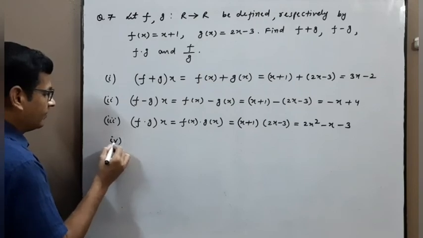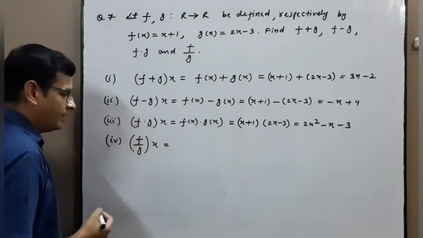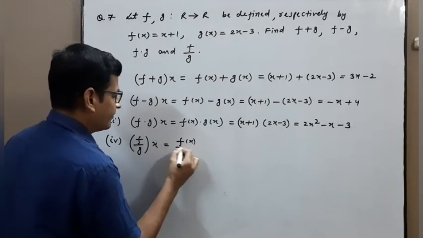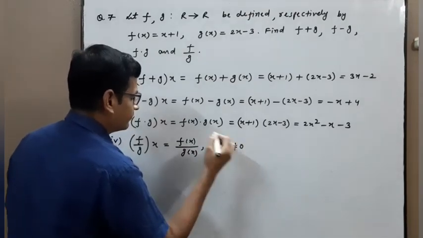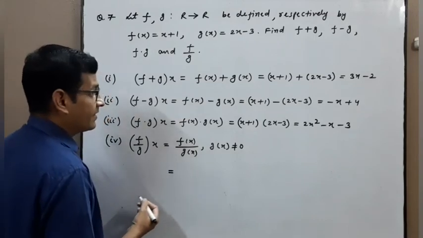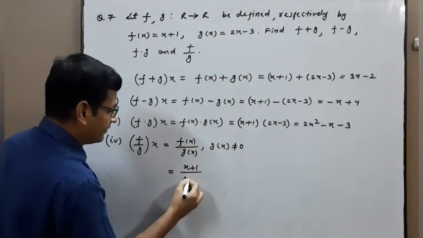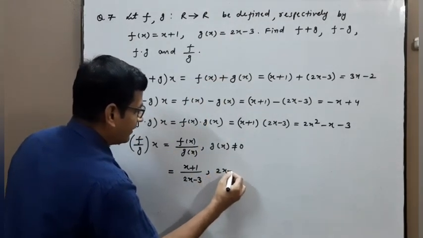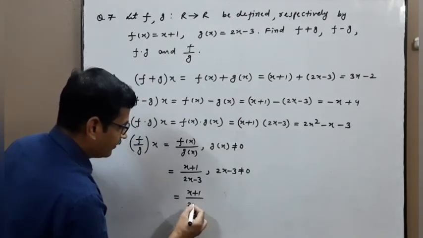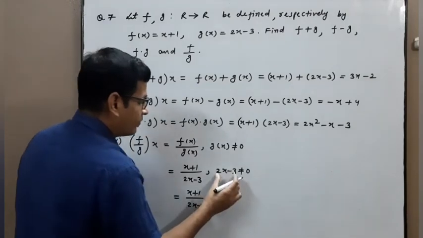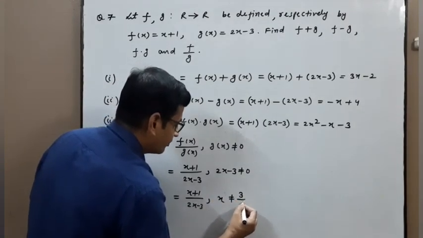And the fourth one, f upon g means (f upon g)(x) is equal to f(x) upon g(x), provided g(x) not equal to 0. Now substitute the values of f(x) and g(x). f(x) means x plus 1 and g(x) means 2x minus 3, and 2x minus 3 not equal to 0. So it equals x plus 1 upon 2x minus 3, and 2x minus 3 not equal to 0 means 2x not equal to 3, so x not equal to 3 upon 2.